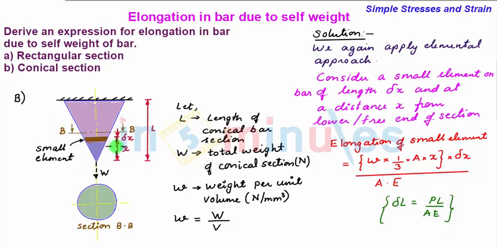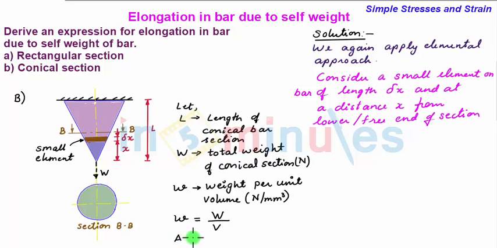Now the elongation of the total conical section bar due to the whole weight W will be given by the integral of this term in the limit of length from 0 to L. Also let A be the cross section area of the small element. So this is the cross sectional area A.